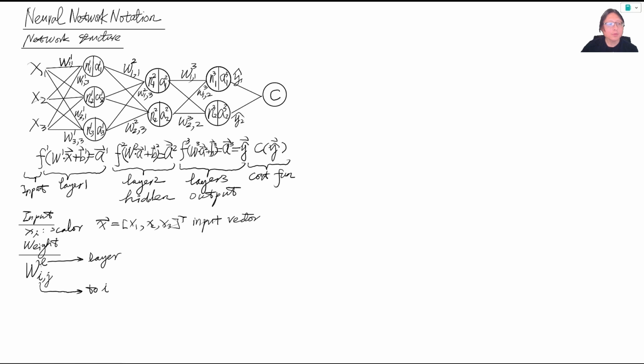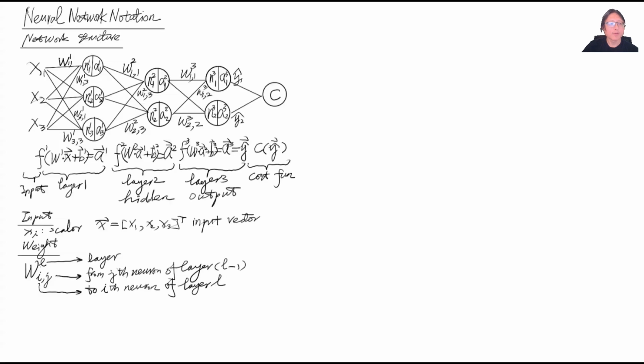Then we can see there are two subscripts here. One is i and the other is j. Just remember it this way: this weight is to the ith neuron of layer l, and the input is from the jth neuron of layer l minus 1. That's the convention of the weight scalar. And it has the most scripts of any variable. But if you can remember this, a lot of stuff will be very clear.